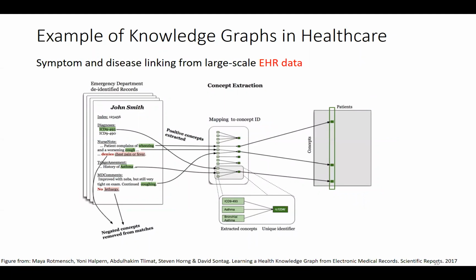Another example is to extract the symptom and disease relations from large-scale electronic health records. Here is an example where the biomedical concepts are detected from EHR data and then linked to an existing knowledge base to have a unique concept ID. And the concept can be either symptoms and diseases. Then the concept patient relation matrix can be built to construct the symptom disease relations using some statistical models.